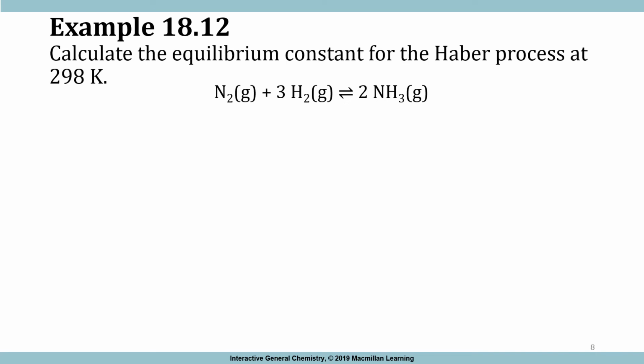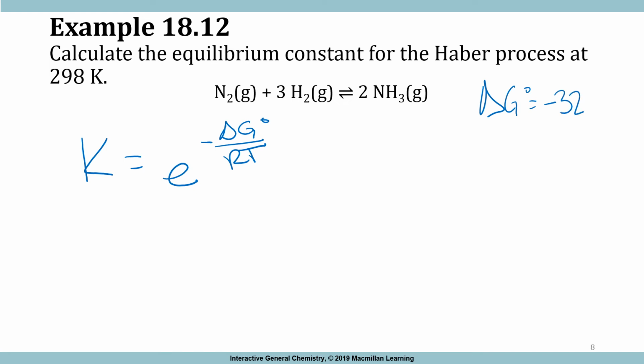Here's an example of that. Calculate the equilibrium constant for that same Haber process at 298 Kelvin. So K equals e to the negative delta G naught divided by RT. We actually calculated the delta G already in that previous problem, and we found that delta G naught is equal to negative 32.8 kilojoules per mole.